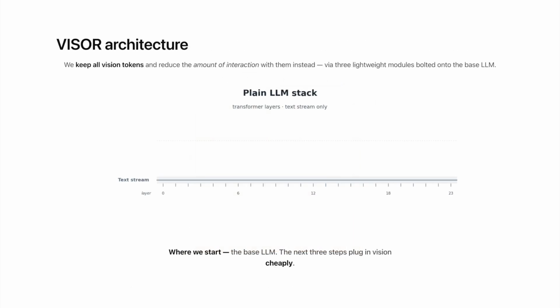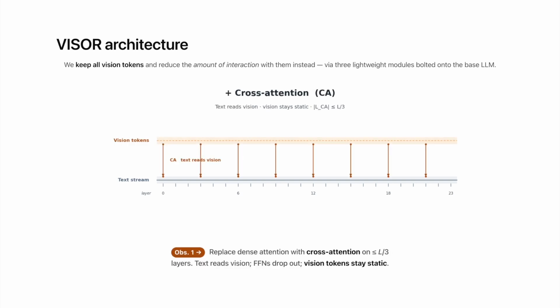The VISOR architecture follows directly from these two observations. Our main idea is that instead of reducing the number of tokens, which irreversibly drops information, we keep all of them and instead reduce the amount of interactions. Starting with an LLM, we add cross-attention on a sparse subset of layers, set to 1/3 of the total layers. So text attends to vision through these layers. We now have text-to-vision interactions, but no refinement of the visual representation.